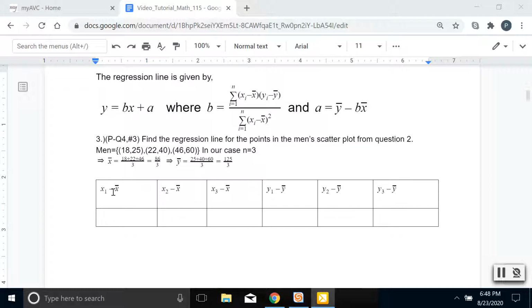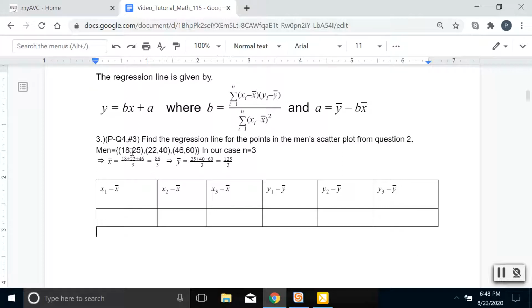It's going to be x1 minus x bar. x1 here would be 18. That's x1. 22 would be x2. This would be x3, 46. The 25 would be y1. The 40 would be y2. The 60 would be y3. So we have to go through and look at, let's do x1 minus x bar first.